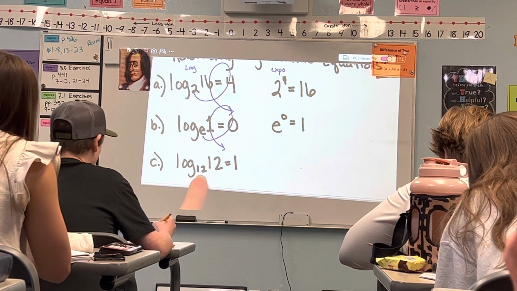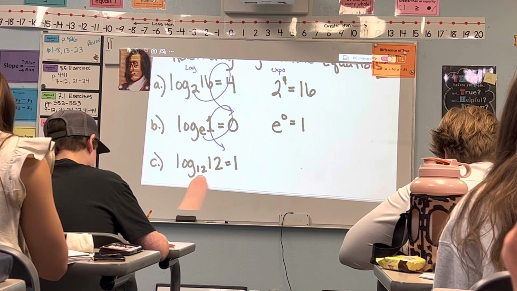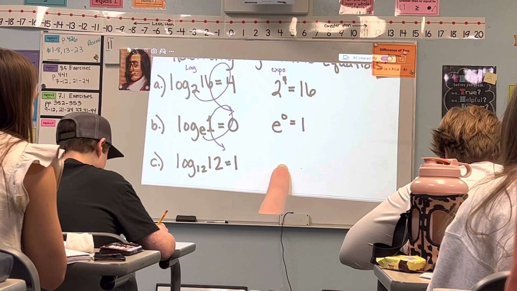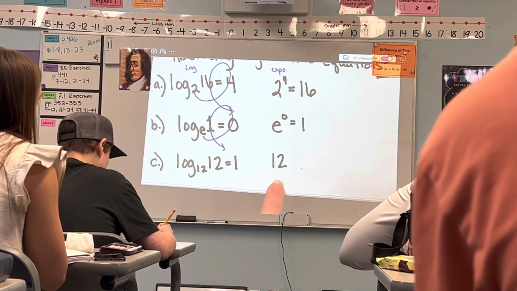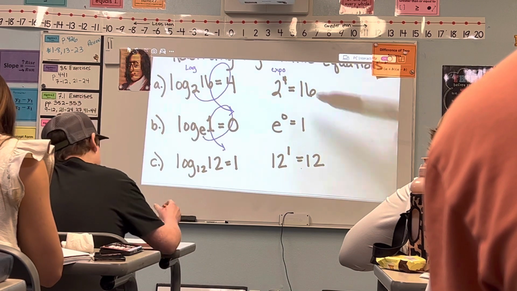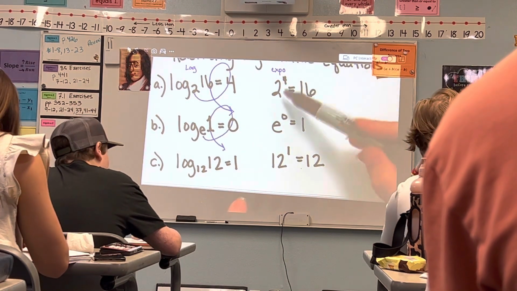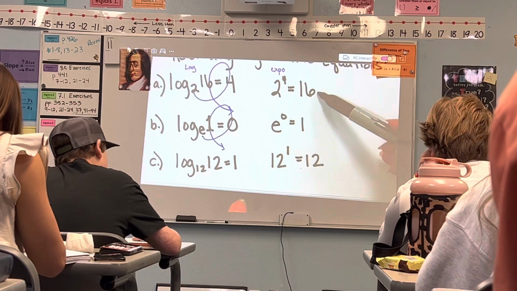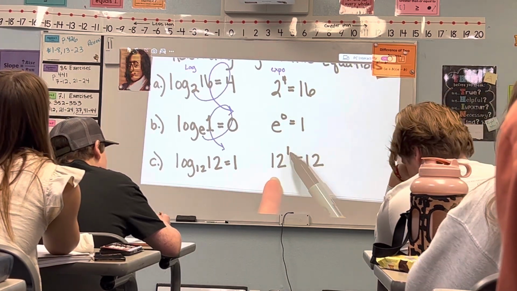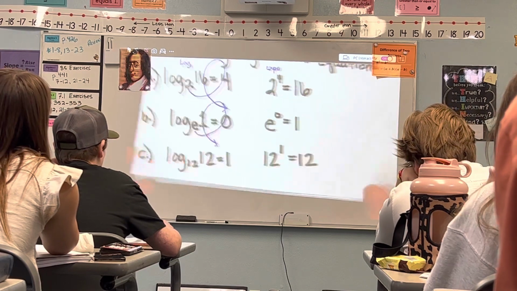All right, so this one. Someone want to tell me this one? Start at 12, go to the 1, and then go back to 12. So 12 to the power of 1 equals 12. You can check these to make sure, is this true? Then you know if you did it right. Because if you have 2 to the power of 16 equals 4, that's not right. But 12 to the power of 1 equals 12, that's correct.